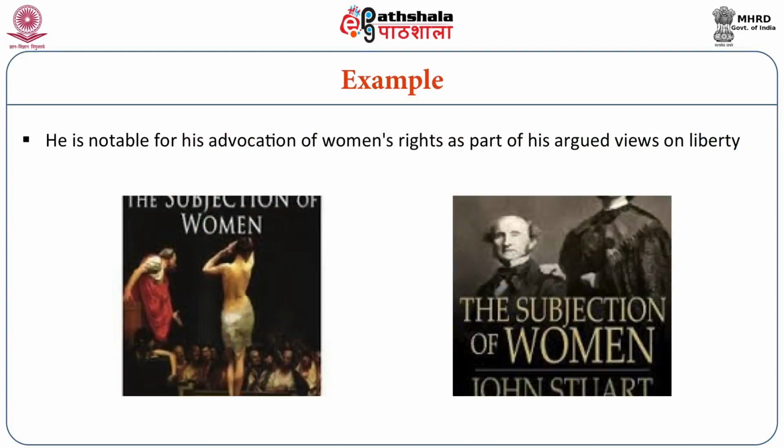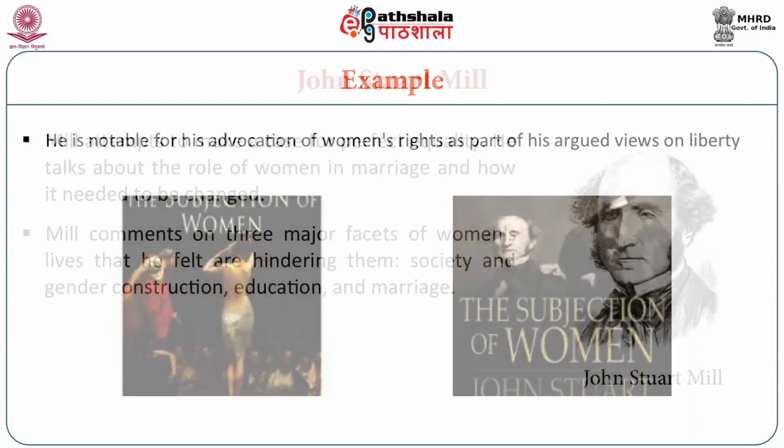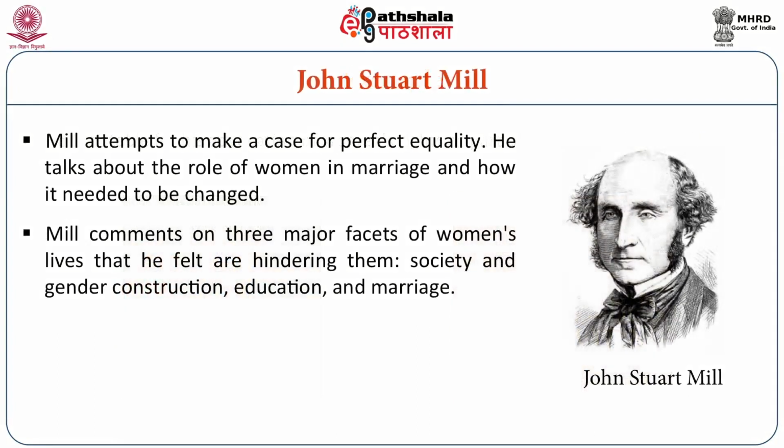Here in this module, we are dealing with part 1 only, in which Mill attempts to make a case and he talks about the role of women in marriage and how it needed to be changed. Mill comments on 3 major facets of women's lives that he felt are hindering them. What are they? First, society and gender construction. Second, education. And third, marriage.